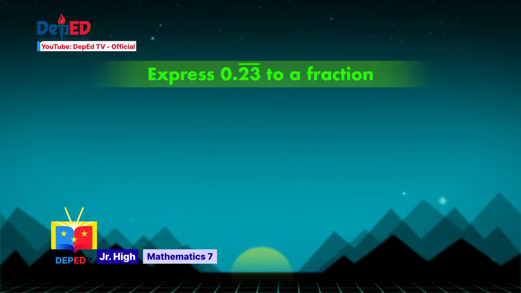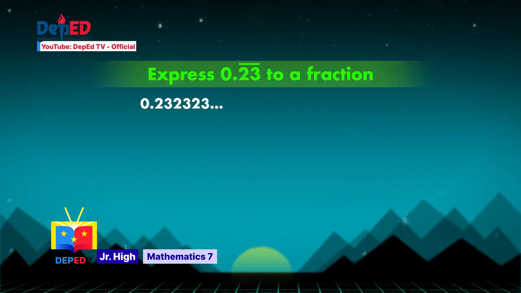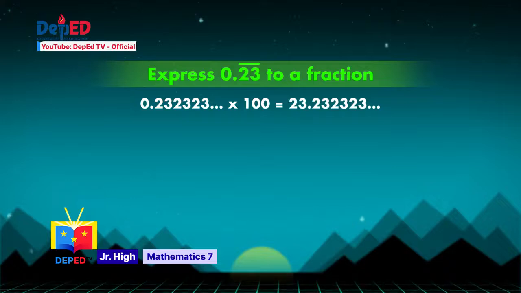Let's convert a decimal with a repeating sequence of 2 digits. Since there are 2 repeating digits, we will move the decimal point 2 places to the right by multiplying it by 10 twice, or 100. Observe that when we subtract the original number from this, it would result to 23.